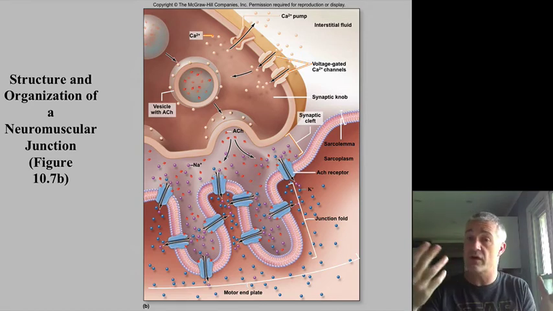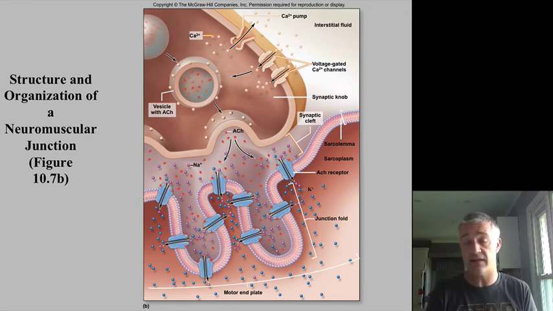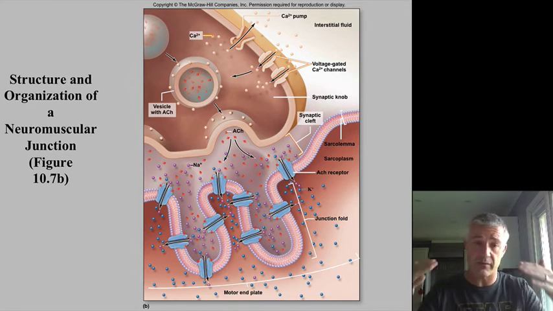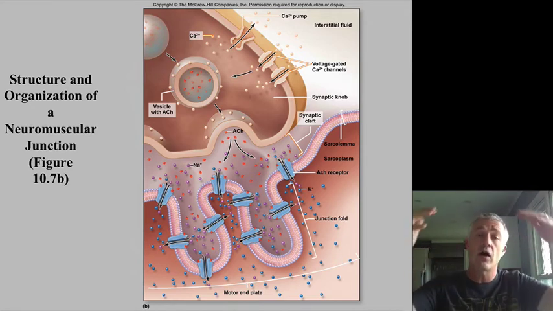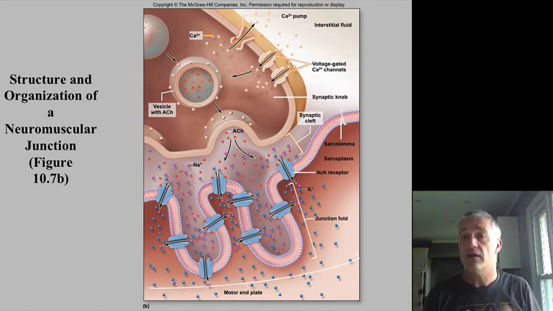We know that there's more sodium on the outside of the muscle cell than there is on the inside of the muscle cell. So when you open up that channel, those sodium ions, because of their high concentration on the outside, are going to flood into the cell. That is going to change that membrane potential. This is the start of the excitation process.